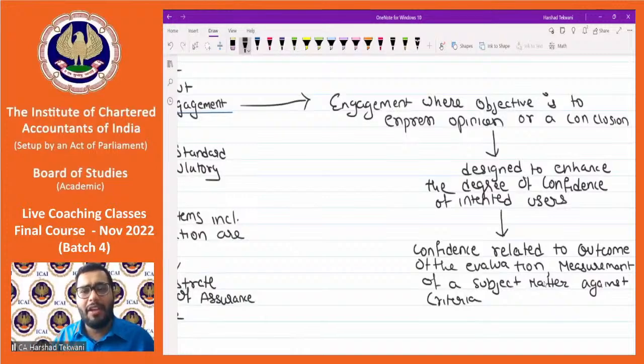So assurance engagement means an engagement where the objective is to express an opinion or conclusion designed to enhance the degree of confidence of intended users. That confidence relates to the outcome of the evaluation that has been done, for which we have issued an opinion or a conclusion, or where there is a measurement of a subject matter for which criteria is given. That's the assurance engagement. I hope it is clear.